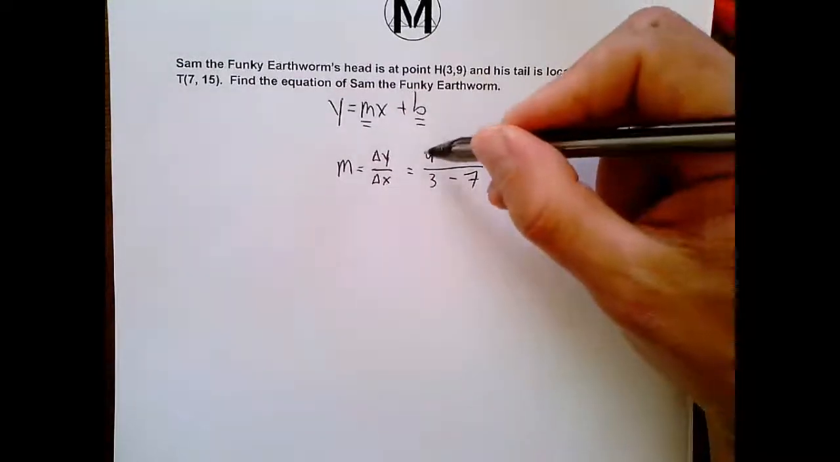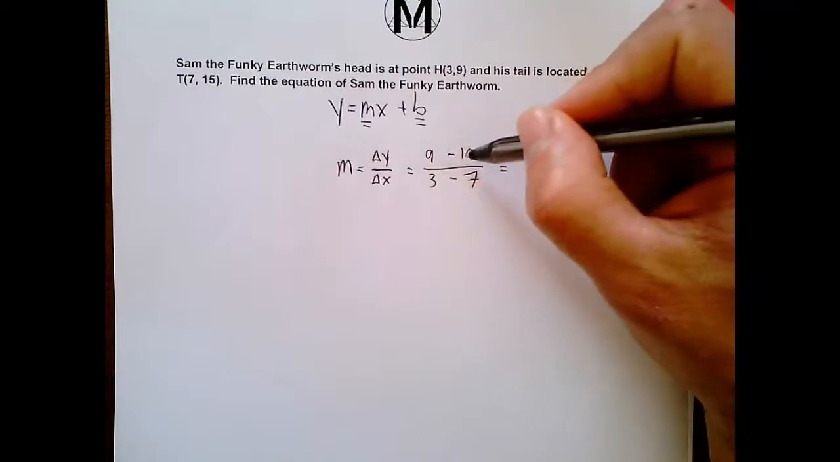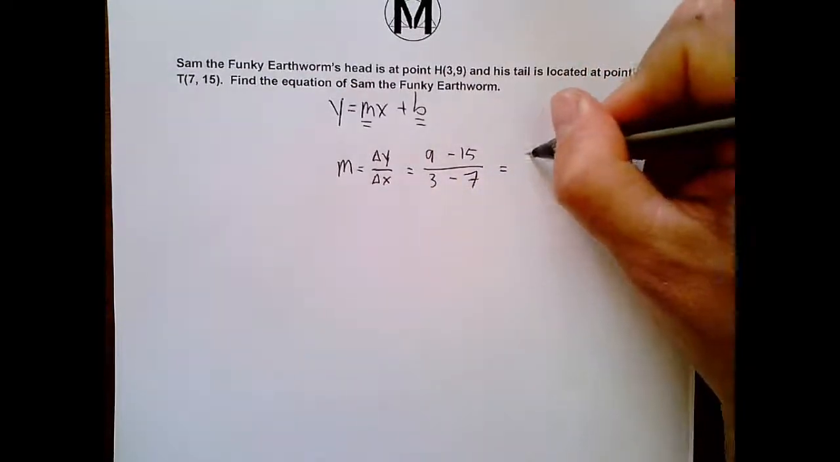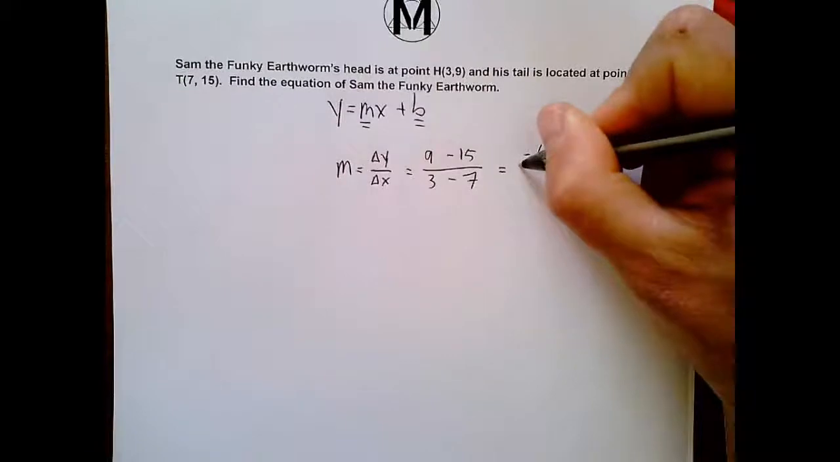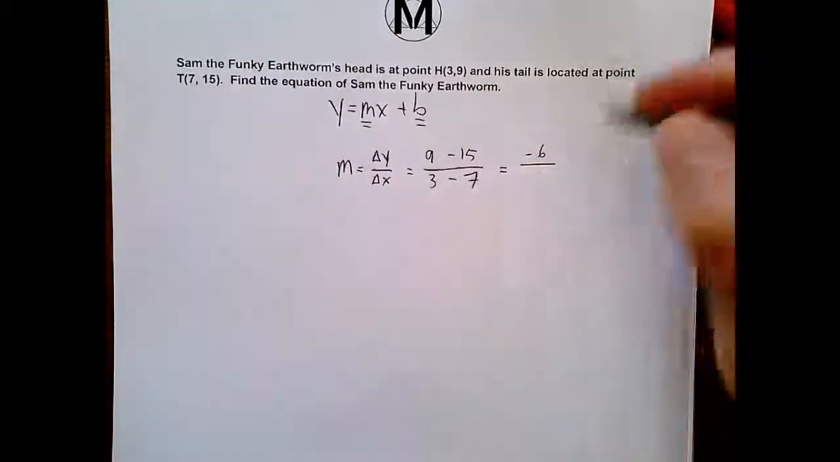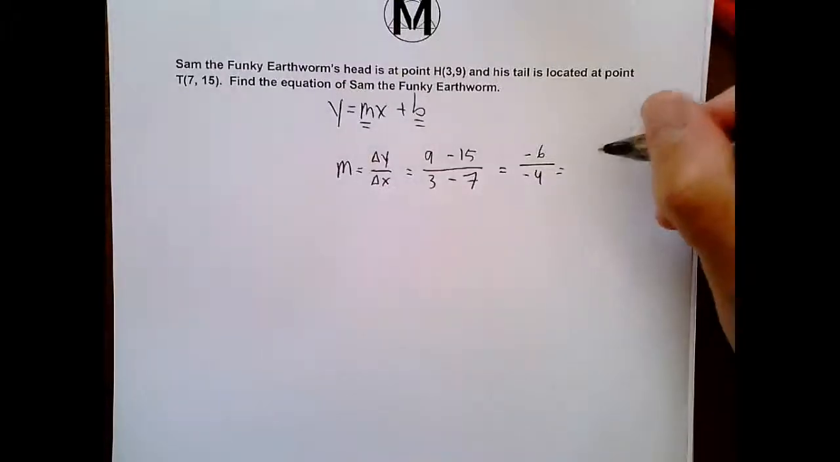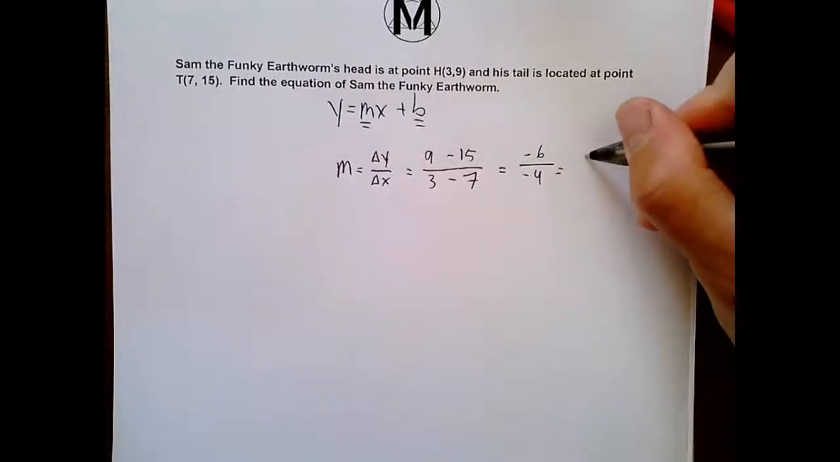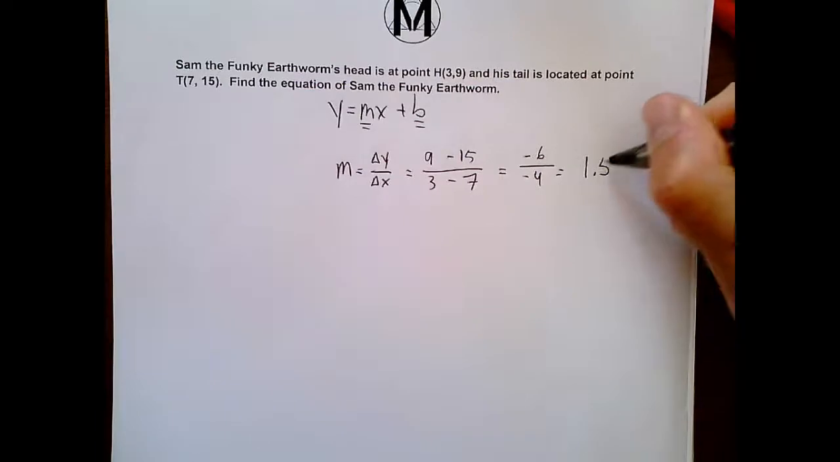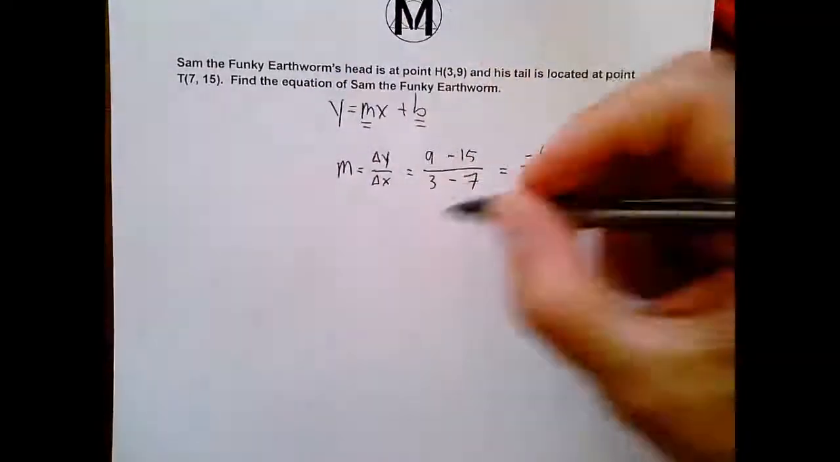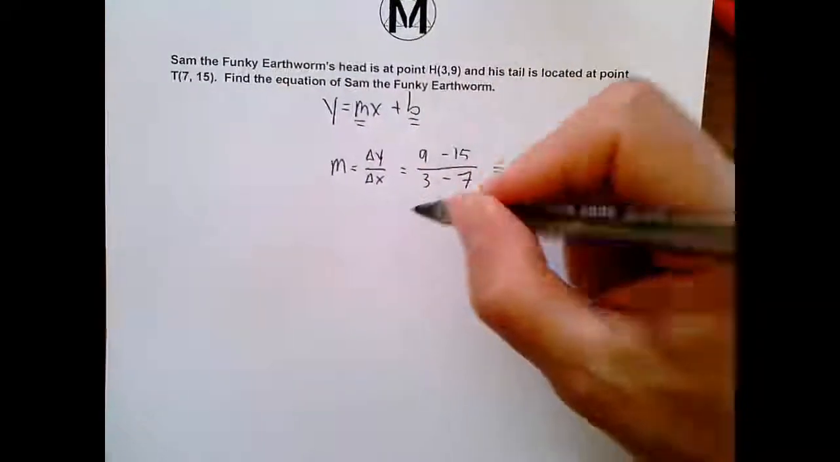So let's do this first. 9 minus 15. 9 minus 15 is negative 6, right? And 3 minus 7 is negative 4. And if you do that math, 6 divided by 4, that's going to give you a positive 1.5. Let's pretend we did it the other way, because it really doesn't matter the direction you put them in.